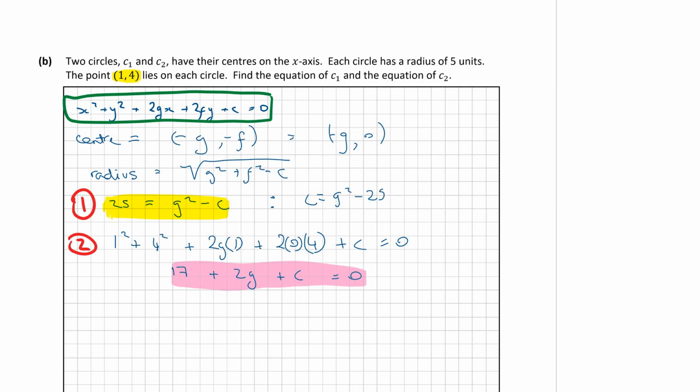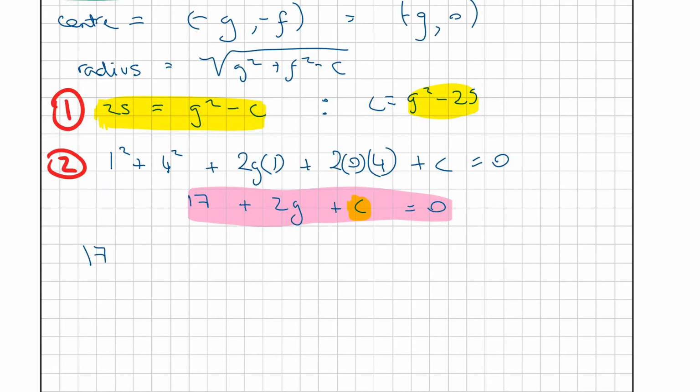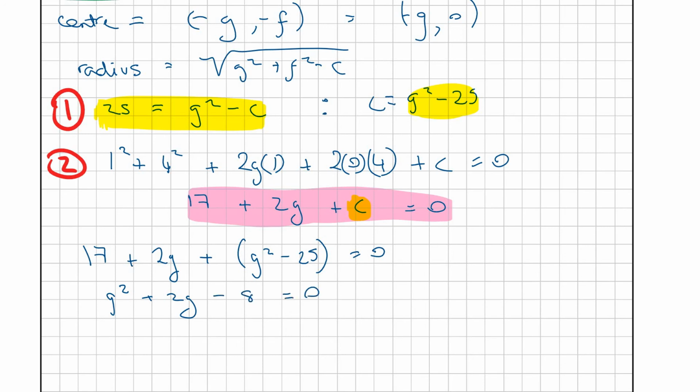And what I'm going to do is substitute that value of c in here. So we're left with 17 plus 2 times g plus c, when we put in our new value of c, which is g squared minus 25, equals 0. Just rearranging, I've got g squared plus 2g minus 8 equals 0.